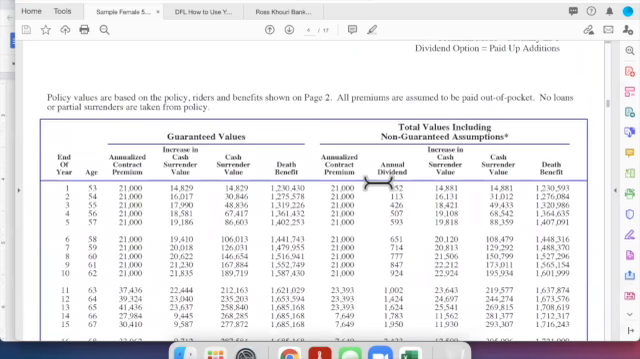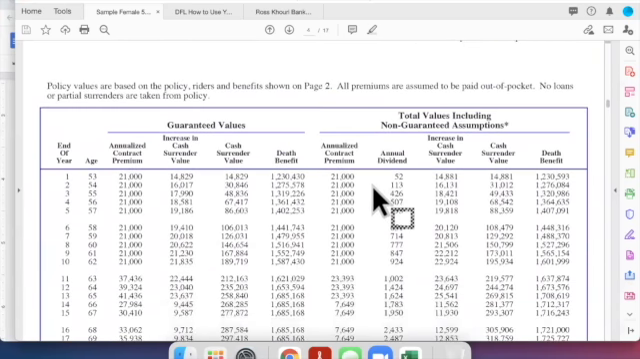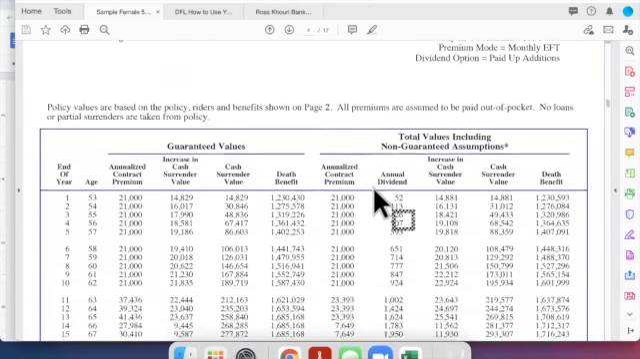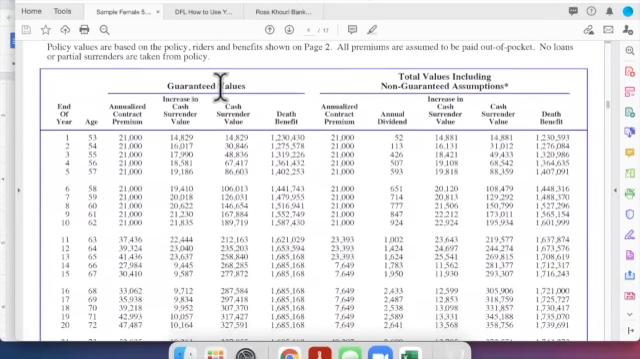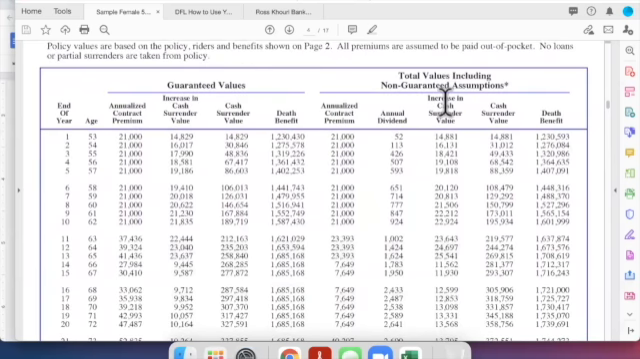Two sections. This is the basic illustration part in this particular policy. Made sure everything is gone. Okay. So in this situation, you have guarantee. Guarantee values include the interest. The non-guarantee includes the dividend. They can't guarantee you a dividend, but they've been paying for over 100 years. You determine whether you think they're going to pay a dividend or not.